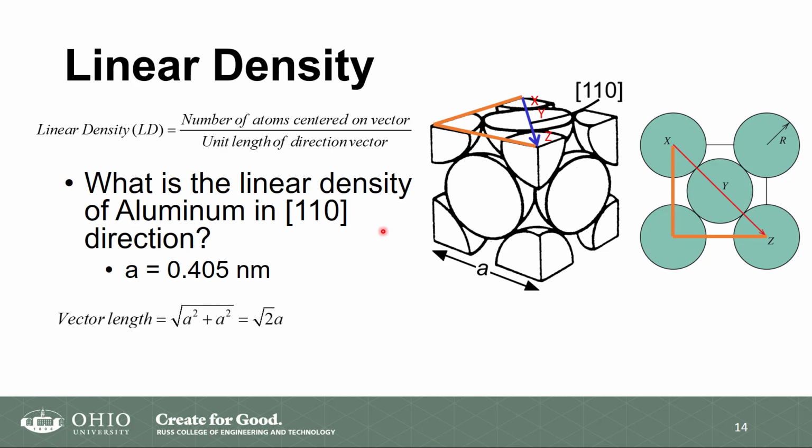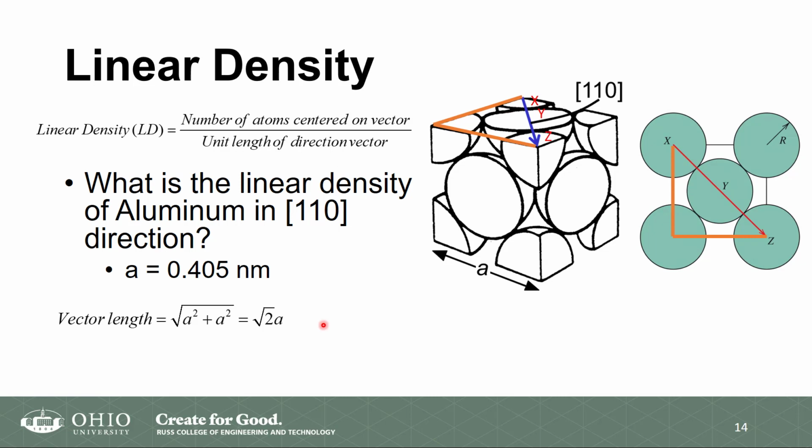Based on Pythagoras, the vector length is the square root of a squared plus a squared, and we end up with the square root of 2 times a. This gives us the denominator, which is the unit length of the direction vector.